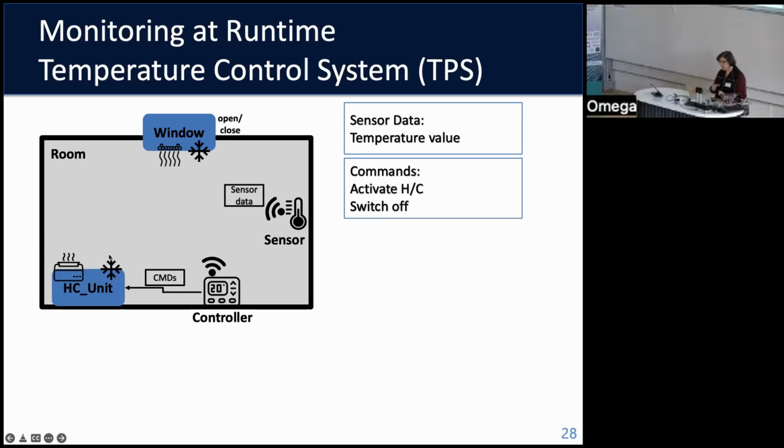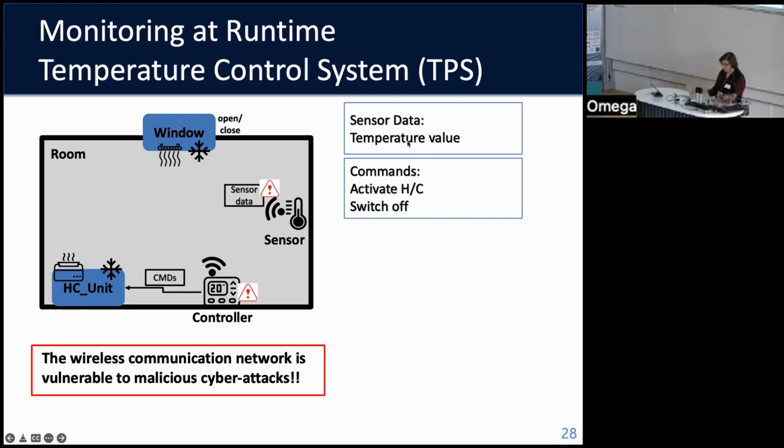So this is another example, a temperature control system. There is a room, it has a window, so the temperature can change. And you have a heater and cooler unit here. The controller sends the commands to that, and you have your sensor here. So the commands are activating the heater or the cooler or switching it off. And the sensor data is, of course, the temperature values.